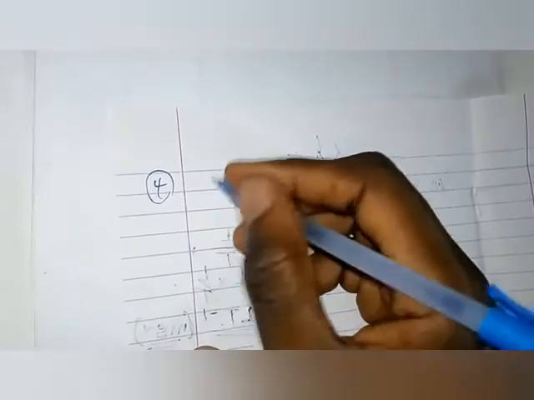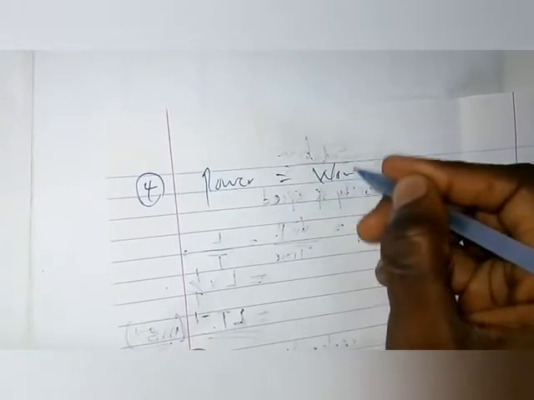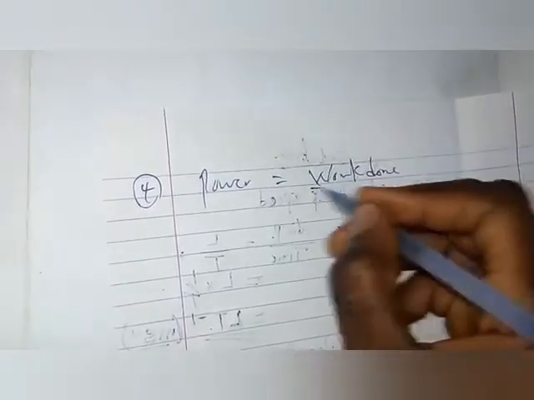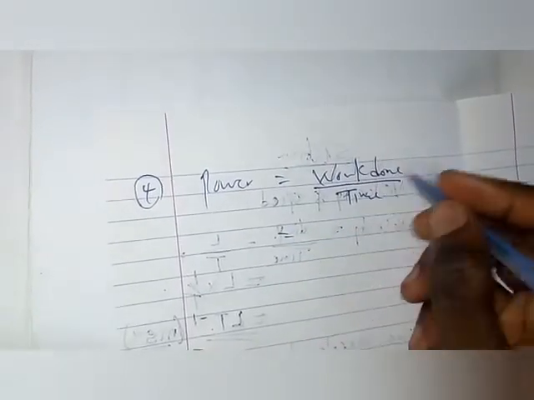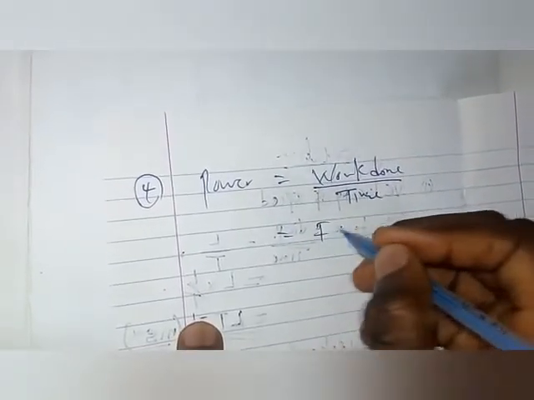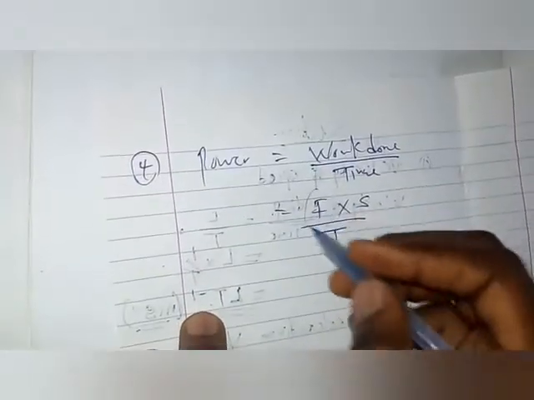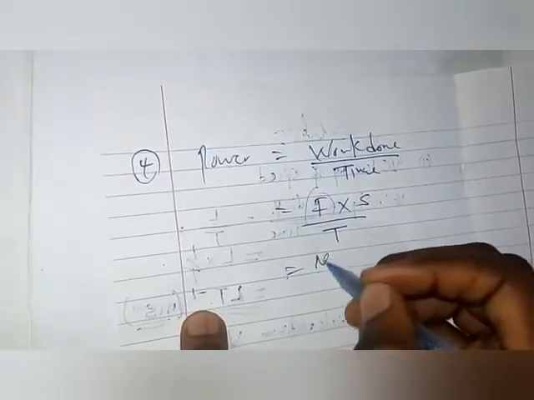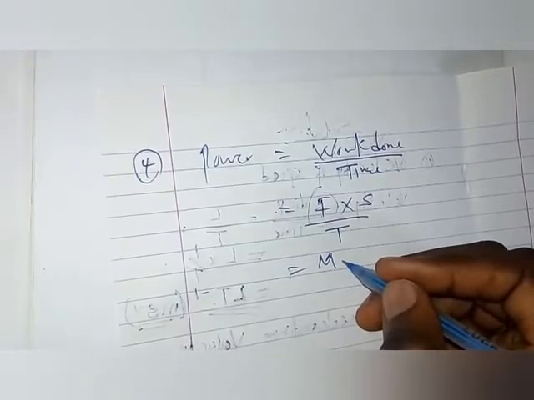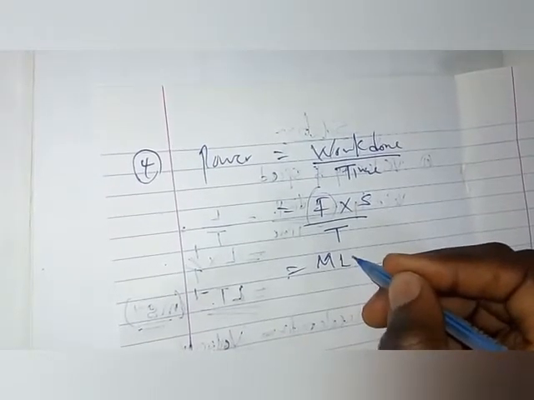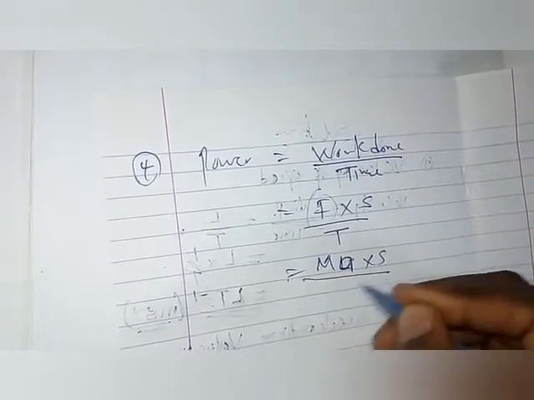So I have my fourth one as power. Power is what? Work done over time taken. So work done, the formula for work done is what? Force multiplied by distance, over time taken. So the force, you know the dimension of force, which is mass multiplied by acceleration. Let me write it step by step. This is force, M A, multiplied by S all over T.